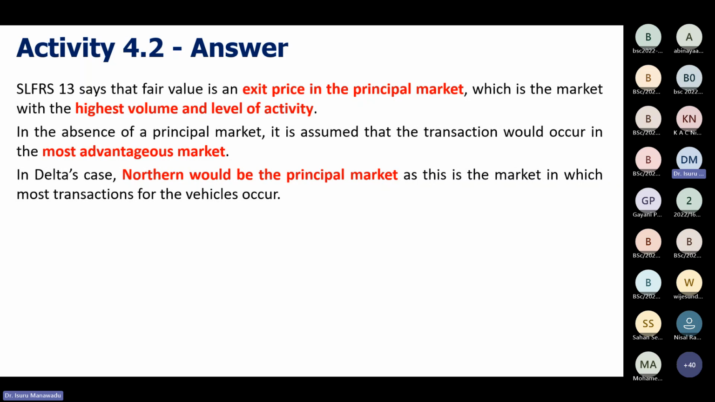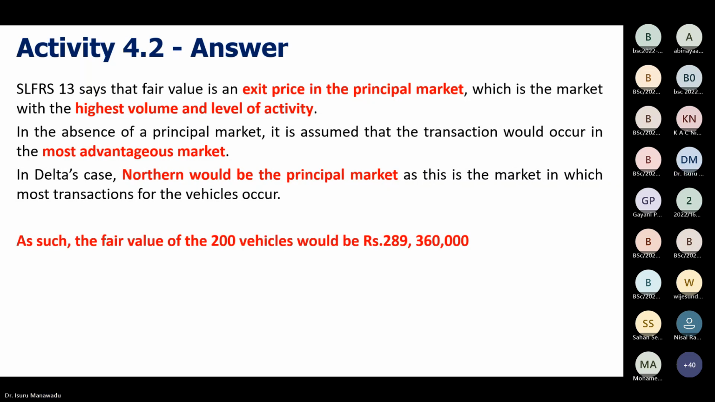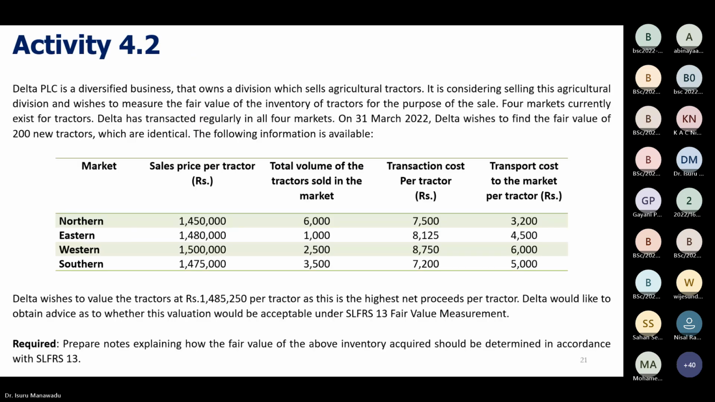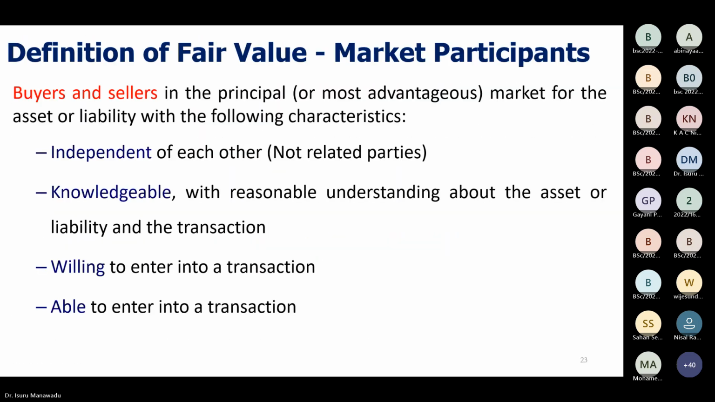Another would be the principal market, 289,360,000 rupees. We calculated the fair value. In the absence of the principal market data, volume information, we can identify the most advantageous market. We did the most advantageous market as well.